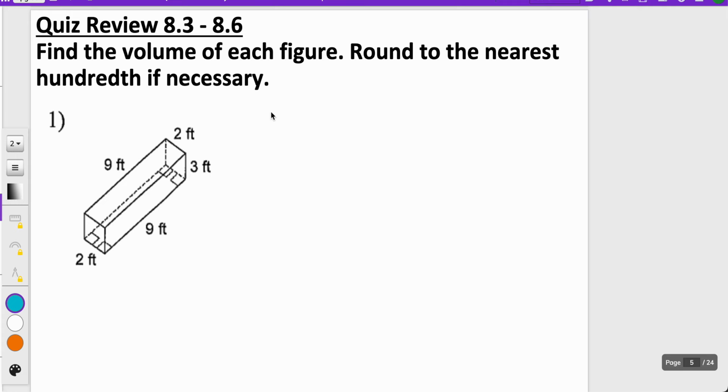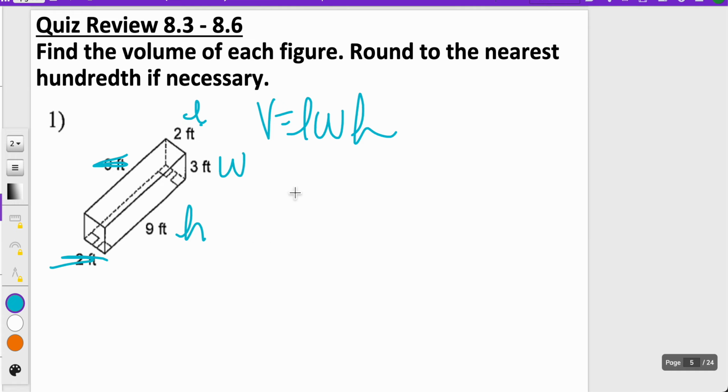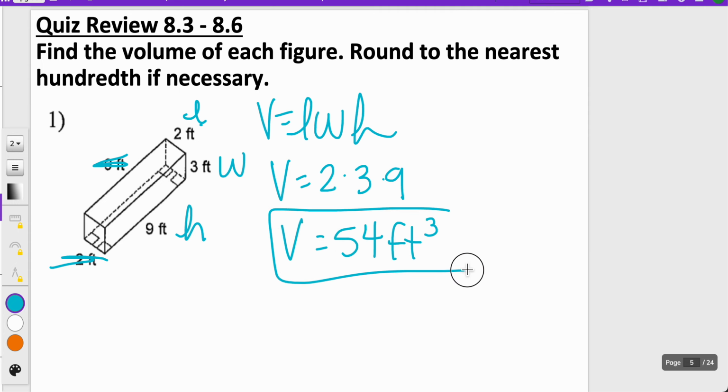The first one is a prism, and what we need to do for our volume is length times width times height. So my length is 2, my width is 3, my height is 9. These extra numbers I don't need really. So I'm going to multiply 2 times 3 times 9, or you can even say 6 times 9, which will give you 54 cubic feet.